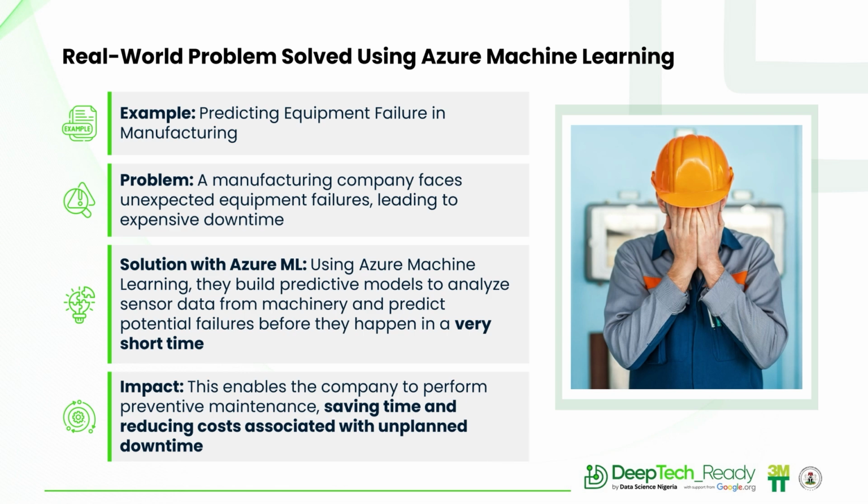They had no need to create models from scratch. They used Azure Machine Learning. They just pulled those models, added them on top, pulled in the sensor data, input the sensor data, and there they are. Their problem is solved. What impact has this brought to the organization? This enabled the company to perform preventive maintenance. The moment our sensor data is passed into the models, the results tell us exactly what is happening, and then they are able to take preventive maintenance, saving time and reducing costs associated with unplanned downtime.